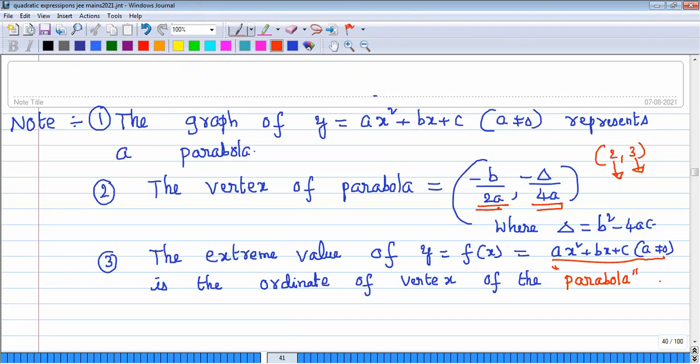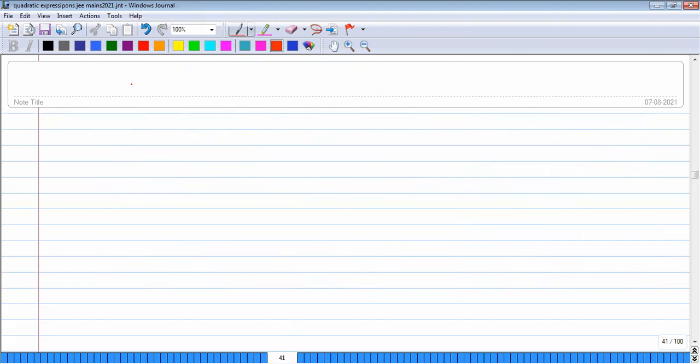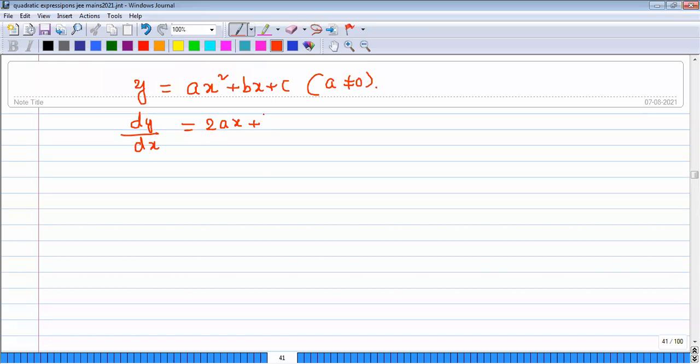For example, if you want to find the vertex of the parabola, see, generally y is equal to ax square plus bx plus c, where a does not equal to 0, represents a parabola itself only. Find derivative, dy by dx. So you get 2ax plus b. So equate dy by dx equals to 0. Then what do you get? 2ax plus b equals to 0. 2ax equals to minus b. x is equal to minus b by 2a.